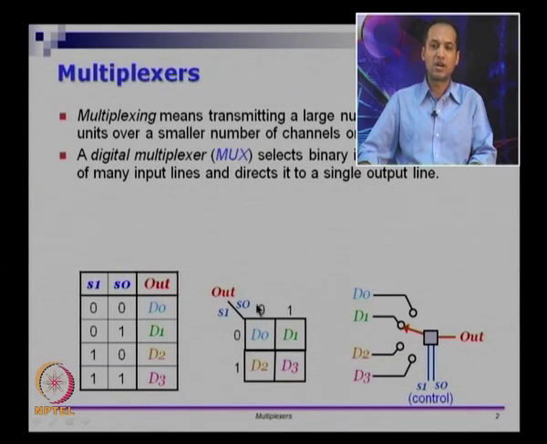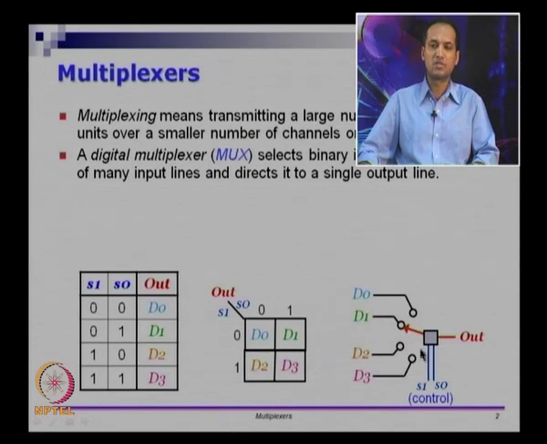If S1 is 0 and S0 is 0, the output is the same as D0. If S1 is 0 and S0 is 1, the output should follow D1, and so on. That is the way we should read this table. So we do not care about zeros or ones within the K map here.